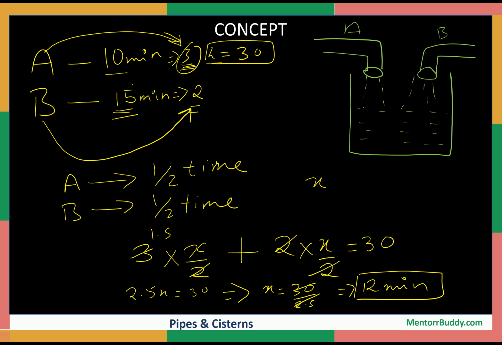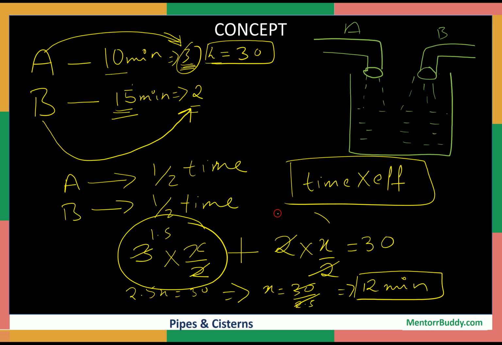So the basic concept behind this is that whenever we have to find the work, we have to multiply the time by efficiency to get the work done by any pipe, right? And if one pipe is doing this much work and another pipe is doing this much work, together they will complete the whole tank. That is the total work we have already found, equivalent to 30. So that thing will be equal to 30. On a similar note, we will solve our question.